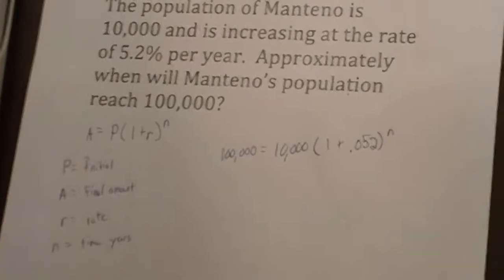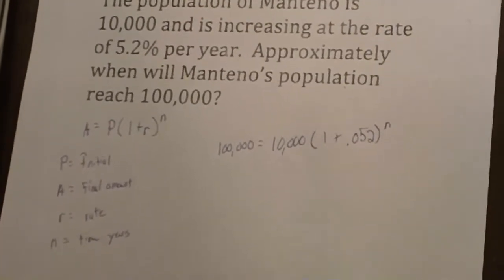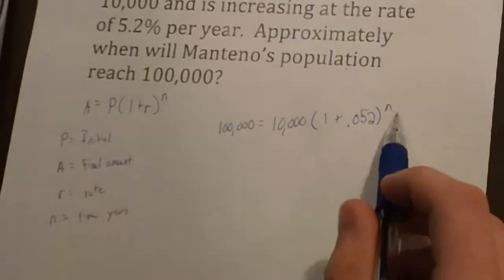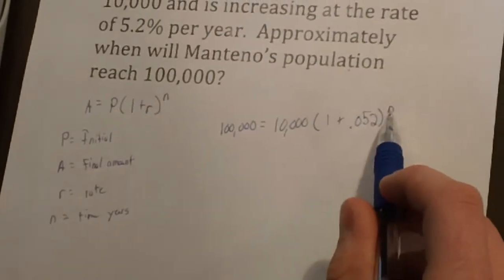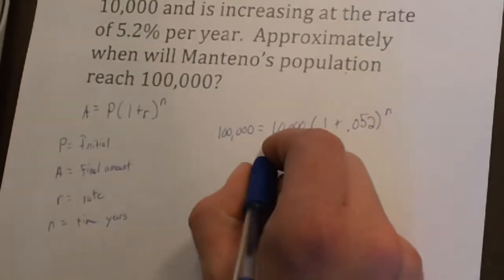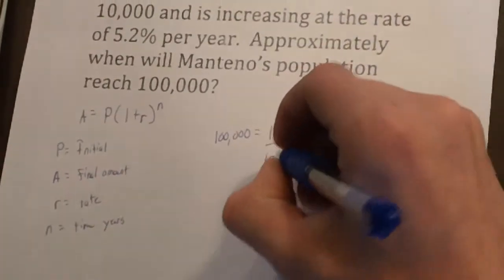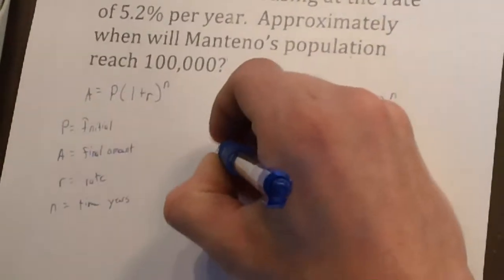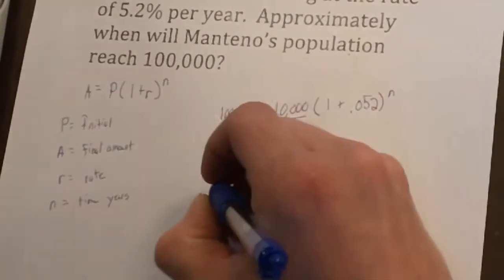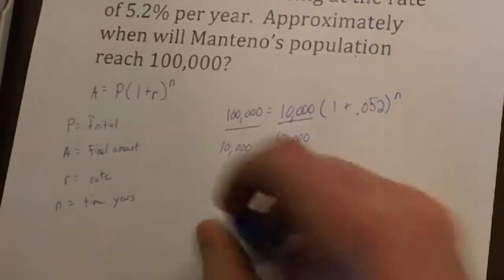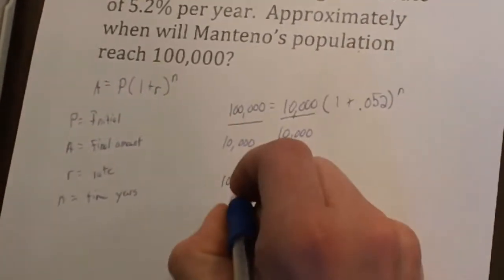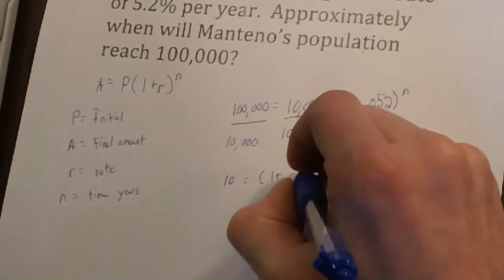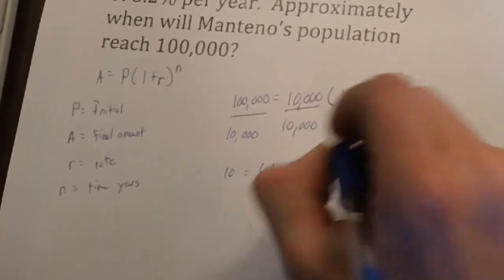If you remember back in trig, Mr. Wenzel taught us how to solve this problem. It's pretty simple. Basically, like any other algebra problem, we want to get the variable by itself. So n is over on the right hand side, and we're going to start putting all these numbers over on the left hand side. First we're going to divide by 10,000, which, 100,000 divided by 10,000, easy math, is 10, equals, and then we still have this quantity of 1 plus 0.052 to the power of n.